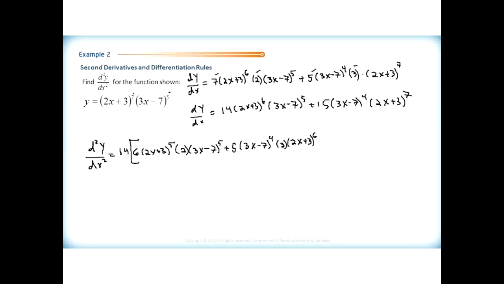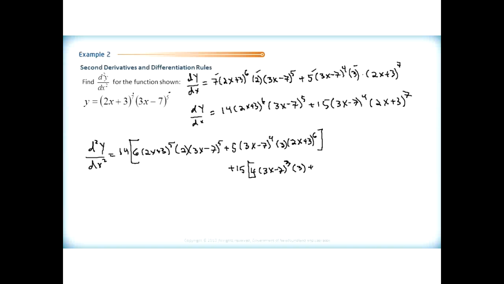So what I've done so far is I've differentiated my first term. Okay, now the second term. So I've got to add to this now 15 times its own pile of business. So the derivative of the first part there is going to be 4 times (3x minus 7) cubed. So that one's cubed, and then I multiply by the derivative of the inner bits there, which is a 3.